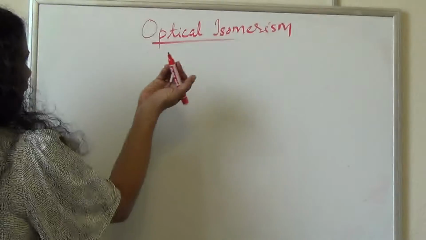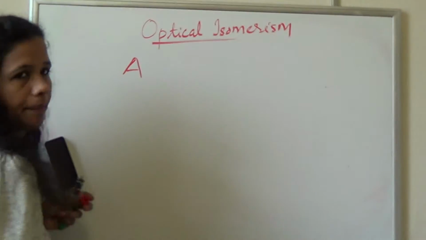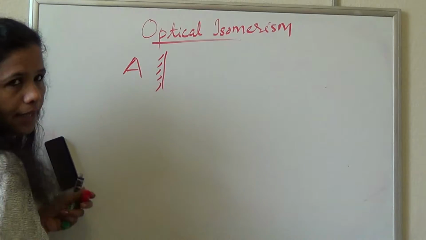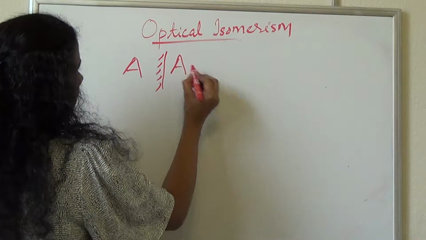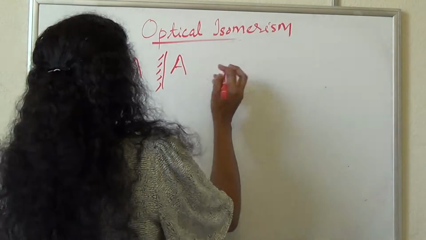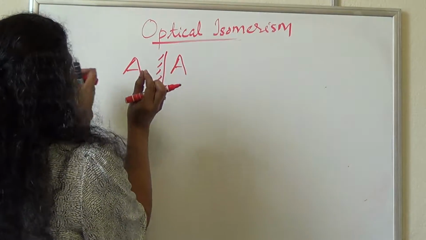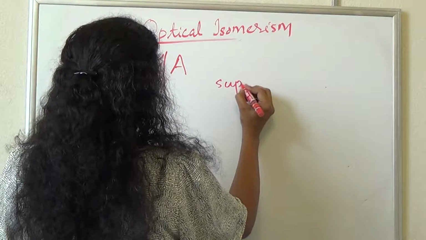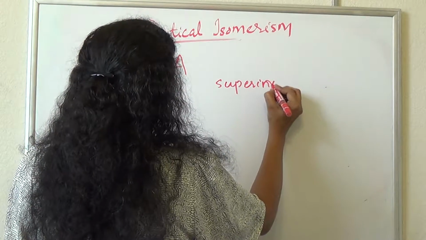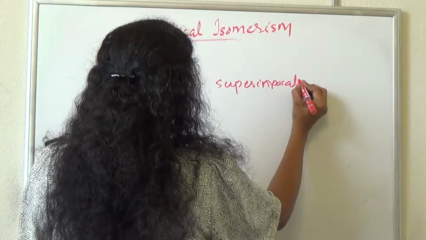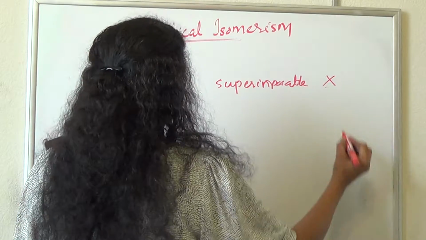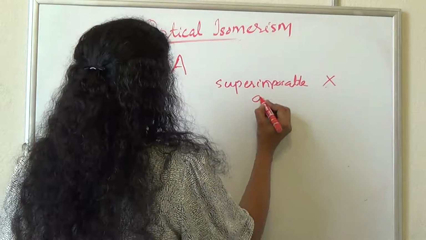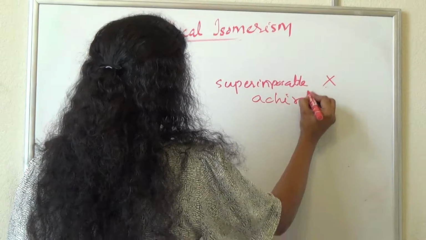For example, I'll write a letter. For example, A. If we take the mirror image, it is represented like this. Then take this A and keep it above this A. They are superimposable. That means they are not optically active. That means they are achiral.